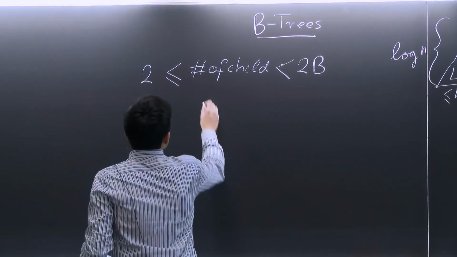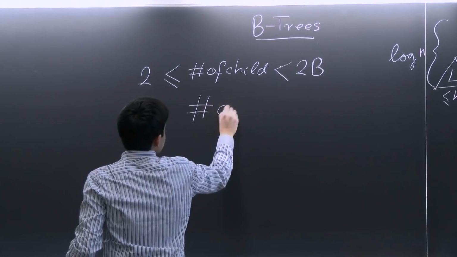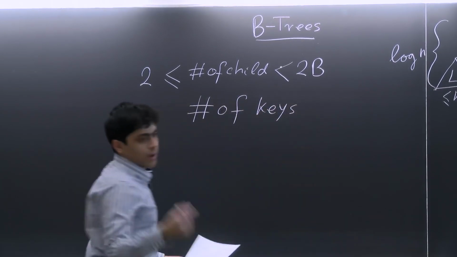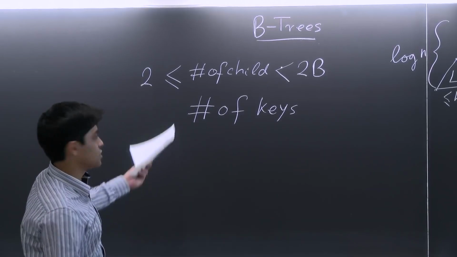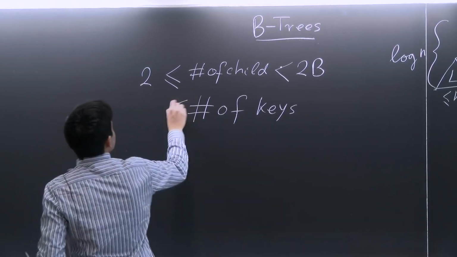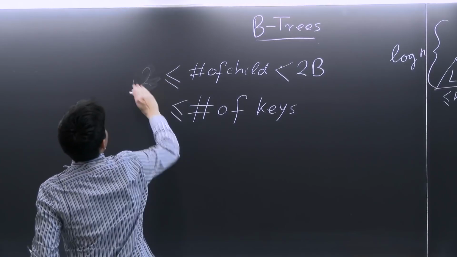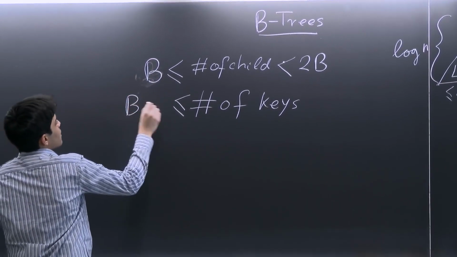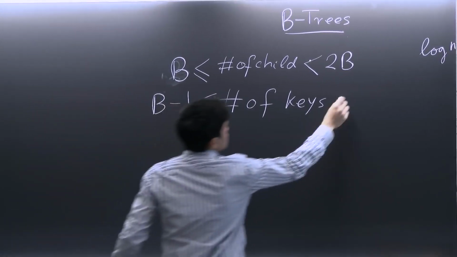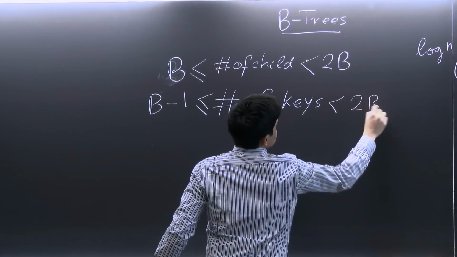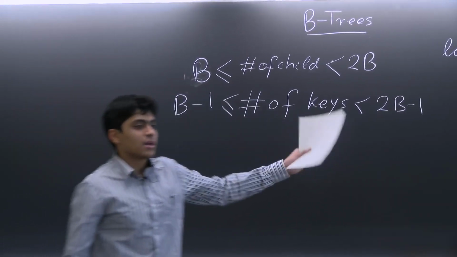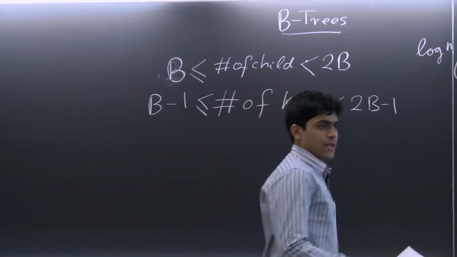Also, remember that the number of keys is just one less than the number of children. Therefore, these inequalities just get reduced by 1. So you have b minus 1, and you have 2b minus 1 as the upper bound on children, which gives 2b minus 2 keys. So the number of keys can be between b minus 1 and 2b minus 2. The rationale for that will become clear.